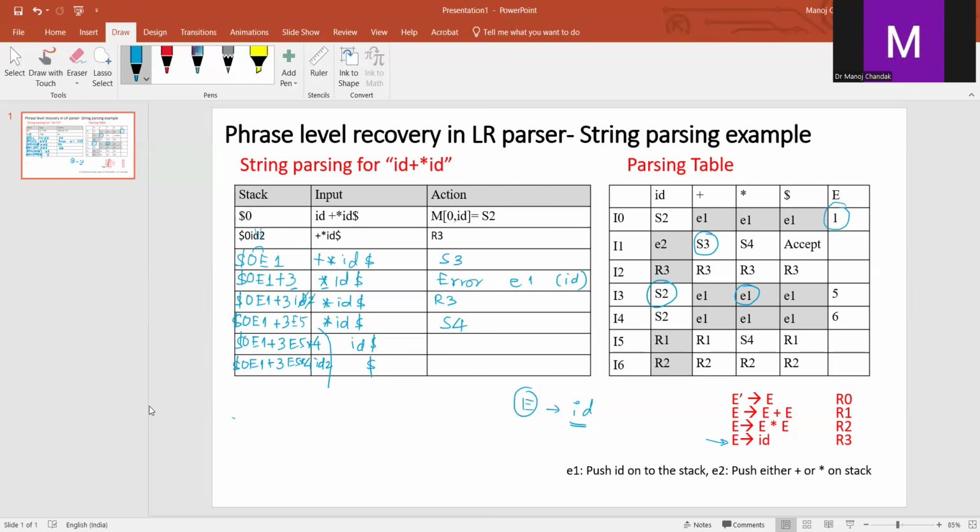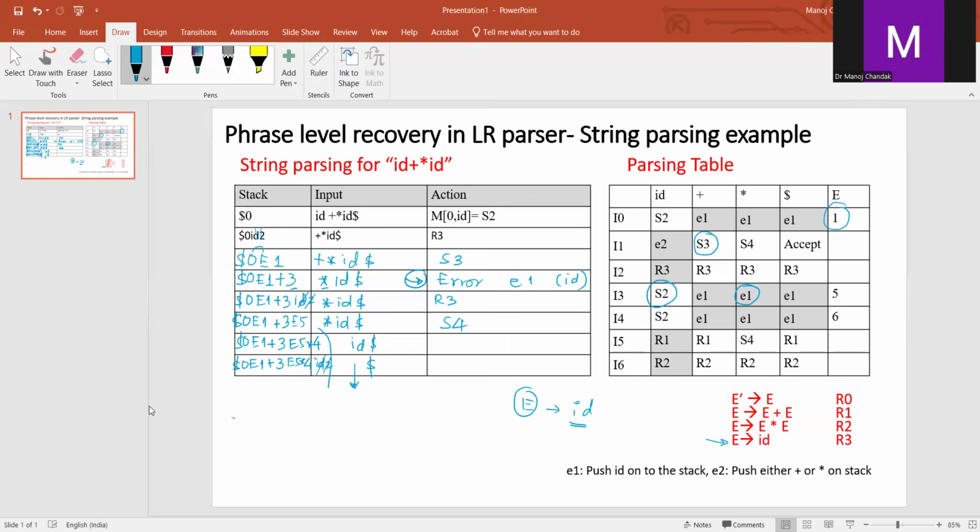Now the reduction will start. So 2 on dollar is R3. So remove two symbols. Push E and operate 4 with E, that is push E and 6. So I think beyond this point, you are all aware of how to continue the parsing and how to finalize that the given string is valid.